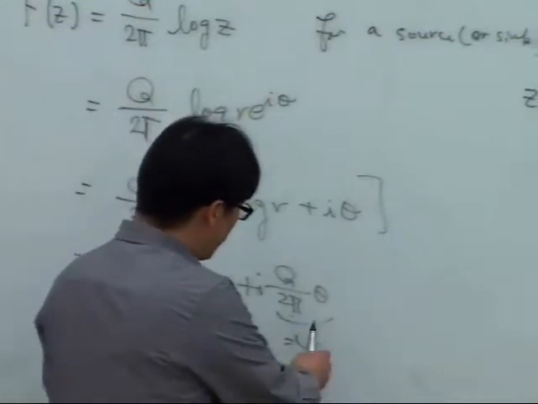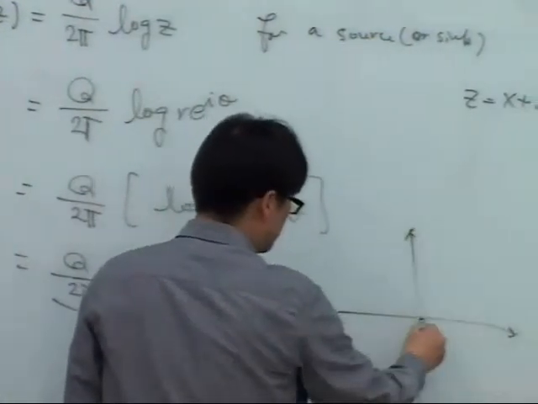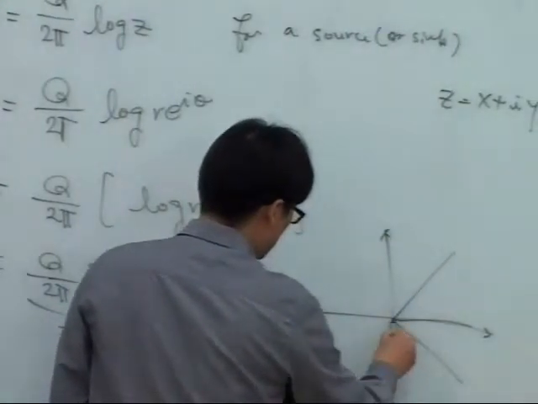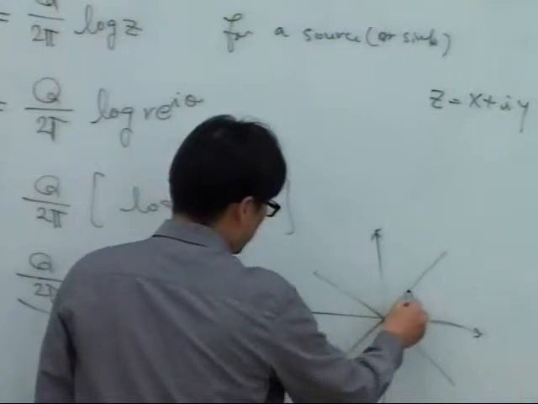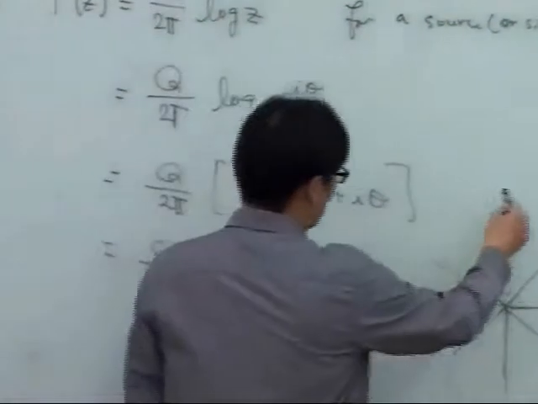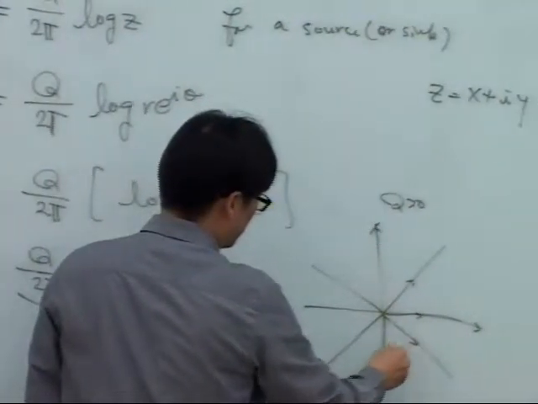Once again, constant theta gives you a constant stream function, so the streamlines should be like that. And the flow direction is outward if Q is positive, and then we have a flow direction in this way.